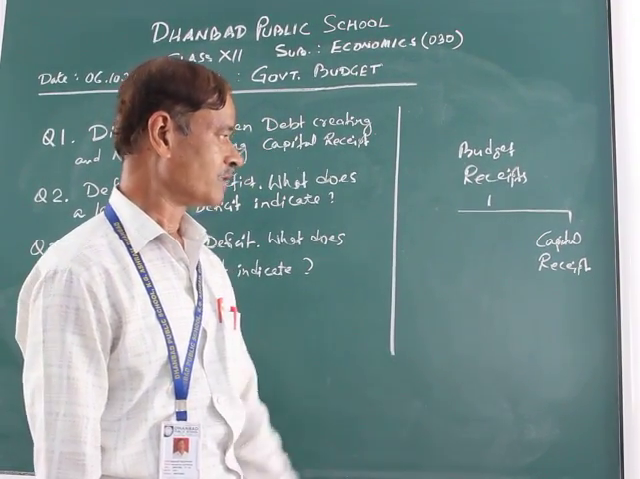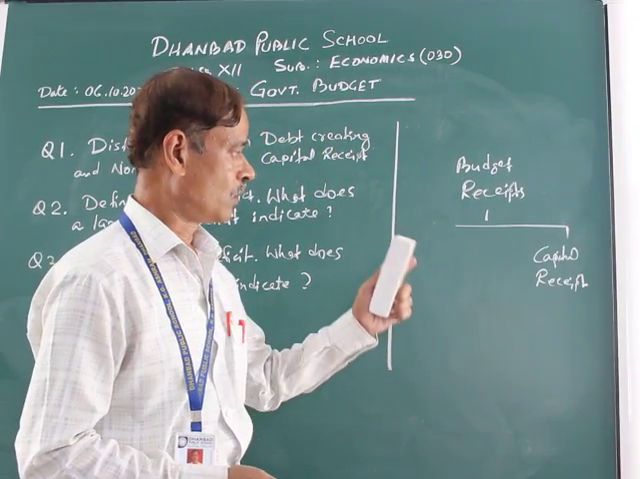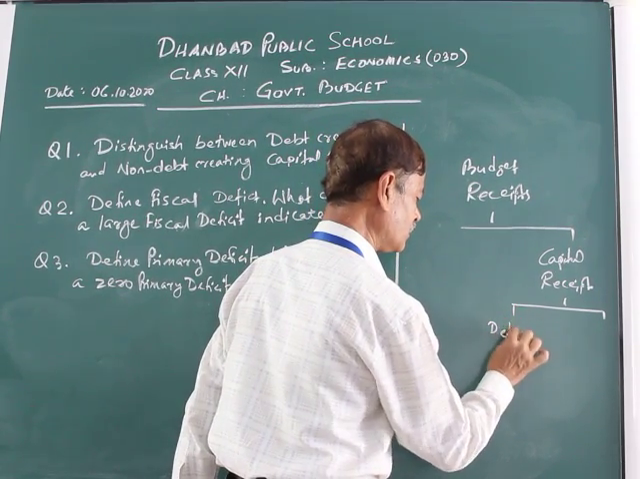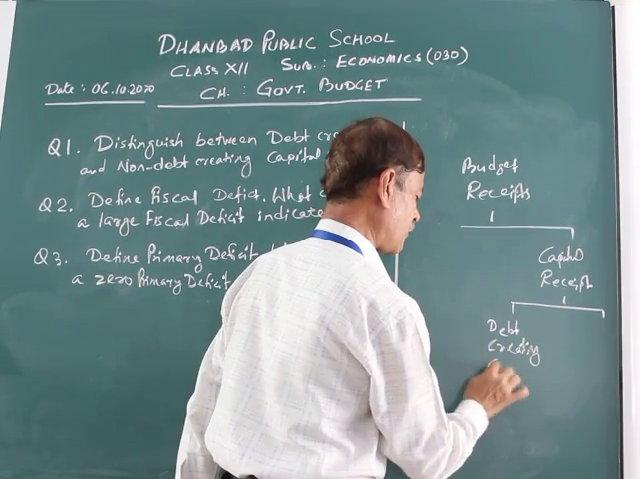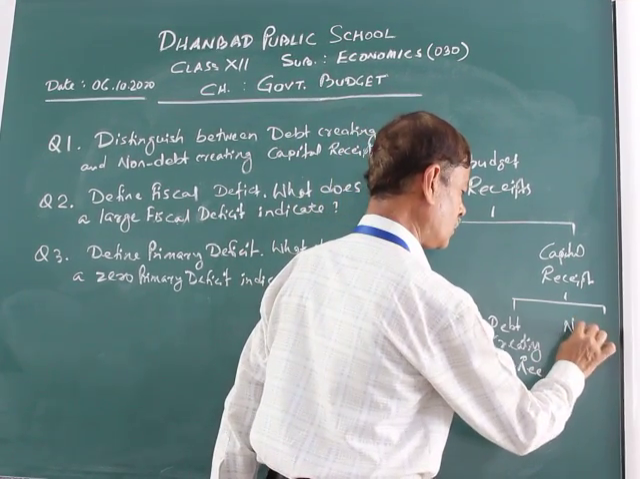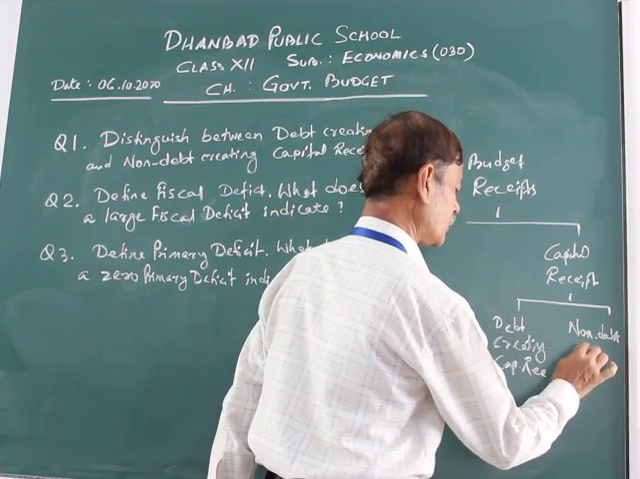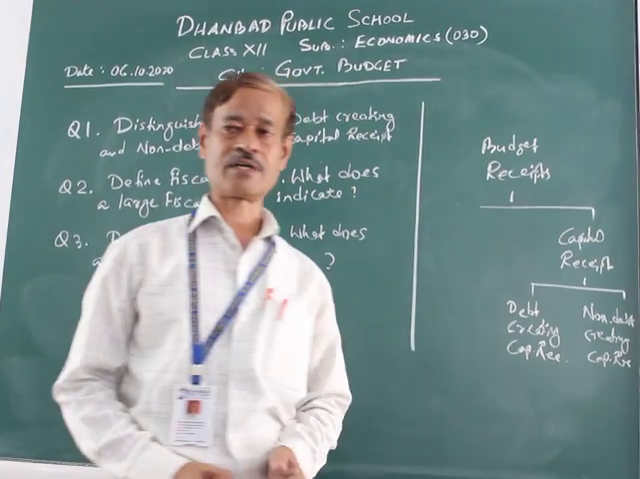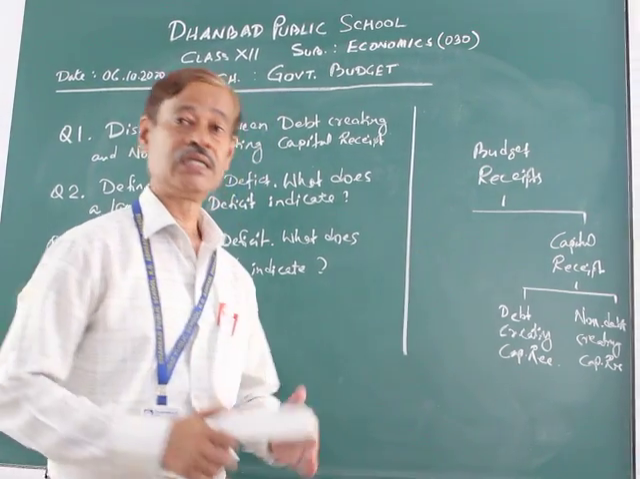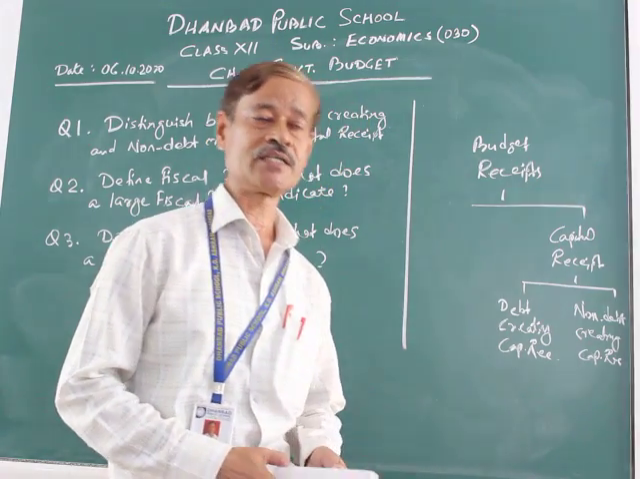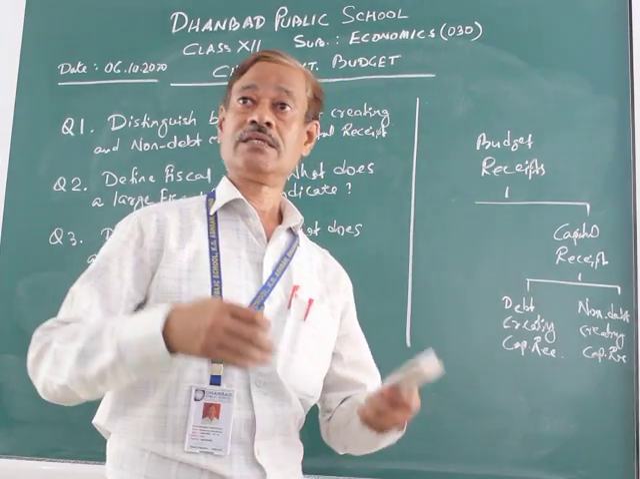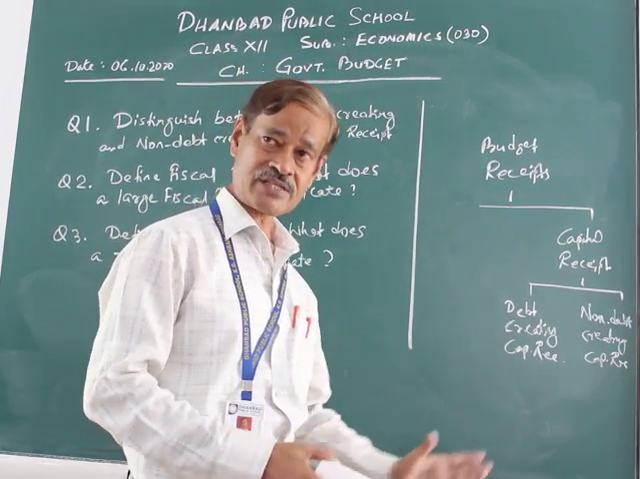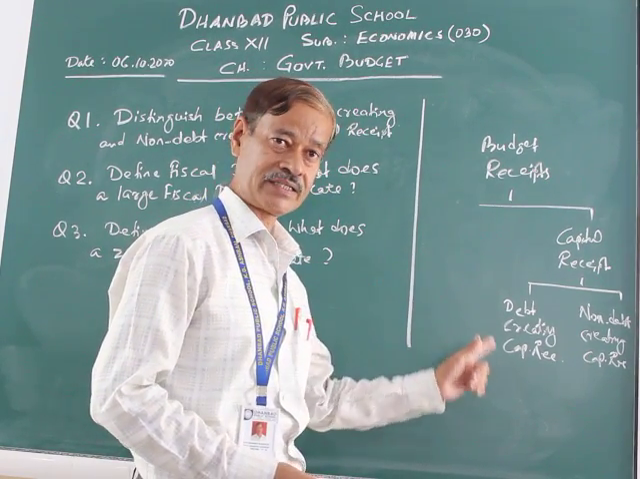asset of the government. Now, on the basis of its effect on the government, this capital receipt may be classified as debt creating capital receipt and non-debt creating capital receipt. Now the question is, what is debt creating capital receipt? Any capital receipt which creates a debt, that is, which increases the liability of the government. Liability of repayment of the principal as well as the interest. So any capital receipt which creates a debt for the government is treated as debt creating capital receipt.